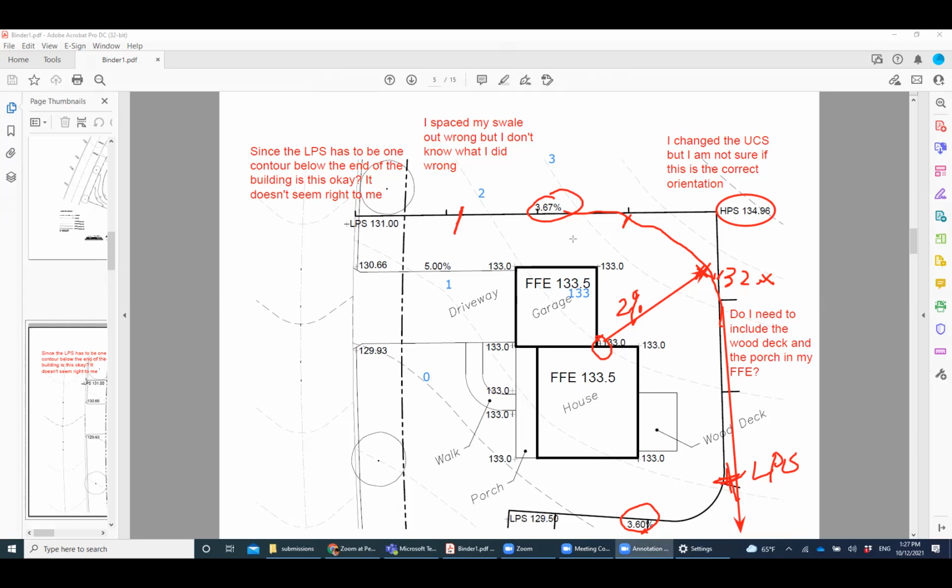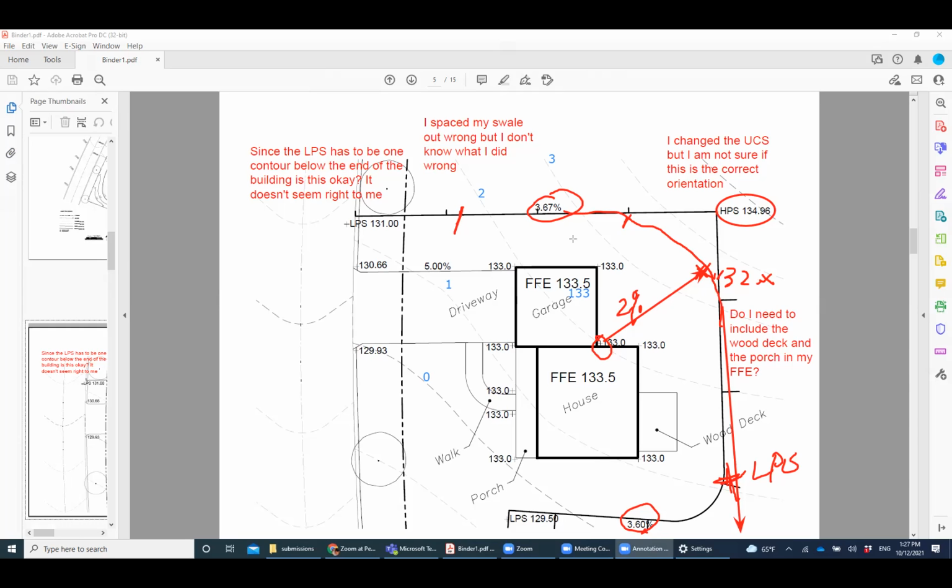Okay, so I spaced my swells out wrong, but I don't know what I did wrong. I think I figured it out based on what you said so far. Yeah, I calculated the tick marks wrong, I think, because where the 2 line is like 132, and then the second tick mark is also 132. So that didn't make sense. But I don't know how I ended up doing that.